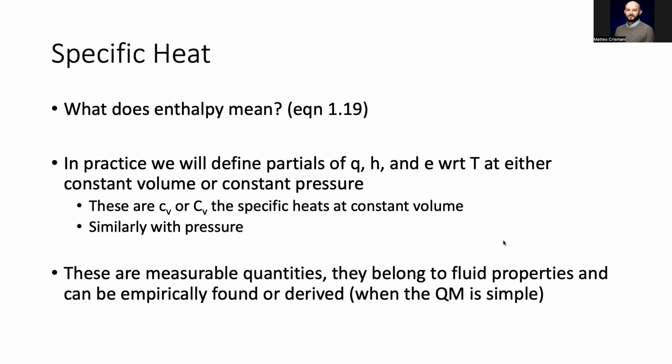Okay, so in practice, we can take partial derivatives of Q, we can take partial derivatives of H, and we can take partial derivatives of E. And we're going to take them with respect to T. So what does that look like? That looks like something like dQ dT. So what does that mean?